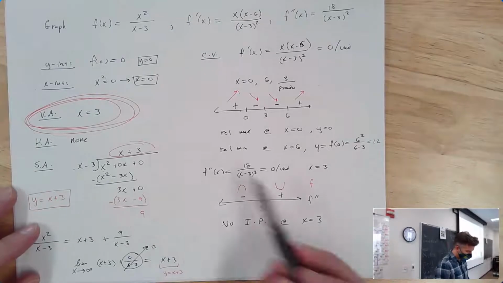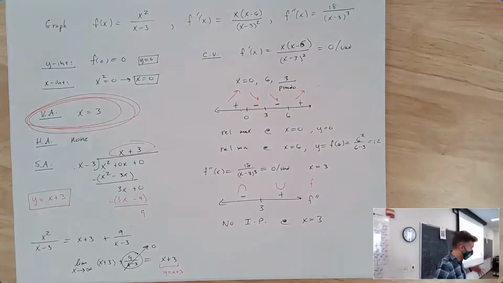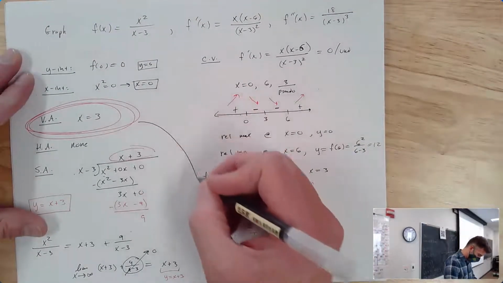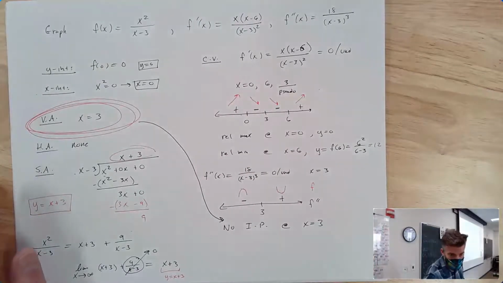You should always be thinking about, is that point where the function is undefined? Oh, then it can't be anything. It can't be an inflection point. It can't be a critical value, or a relative extrema. It can only be a vertical asymptote. So let's graph the thing.